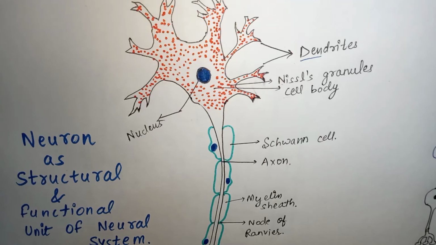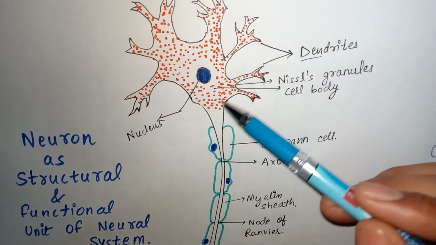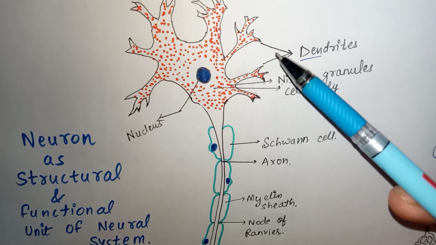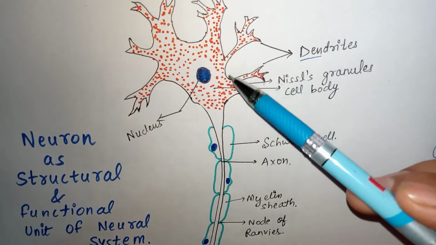In today's video, we are dealing with neuron. As we know, neuron is the functional and structural unit of the neural system, and it is divided into three parts. That is the cell body. This is a cell body, okay, and these are the dendrites, which are actually the branches emerging from the cell body, okay.